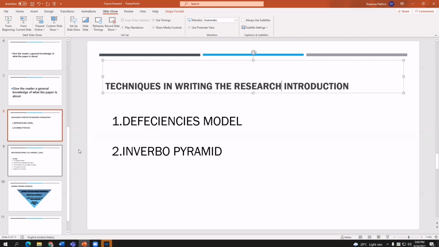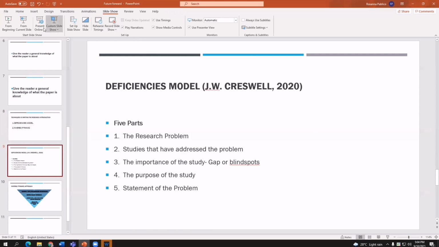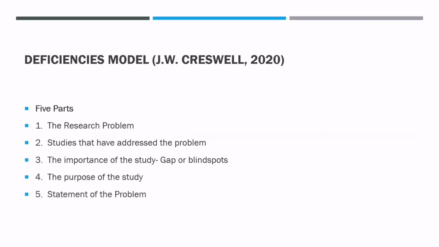The first technique in writing the research introduction is the Deficiencies Model by J. W. Creswell, 2020. Under this model, meron siyang 5 parts. First is, you state your research problem. Number 2, maglagay ka ng mga studies that help address the problem. Meron ka bang mga studies na research that could address the same problem that you have? Pero wag naman tayong maglagay dito ng marami kasi hindi naman siya chapter 2. Siguro mga 2 studies and 2 related literature pwede na, or kung meron kang mga legal basis, ilalagay mo rin siya dyan.